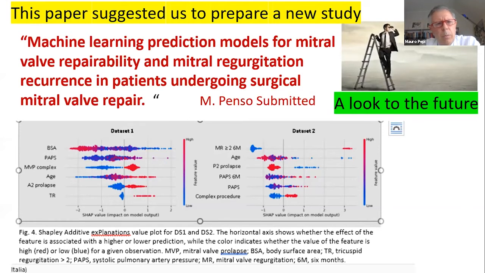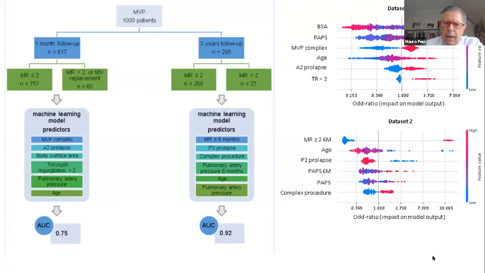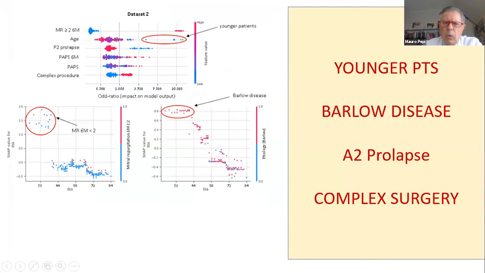This paper also suggested that we go to new machine learning prediction models, trying to validate our conclusion. And this study by one of our bioengineers, Marco Penso, first selected a lot of different parameters and variables. I will not go into detail, but the final result was clear. Younger patients, valvular disease, A2 prolapse, and complex surgery were the variables involved in a higher risk of MR recurrence.